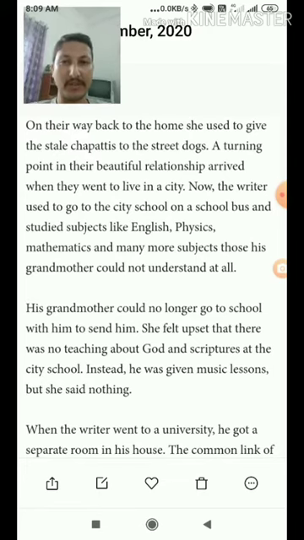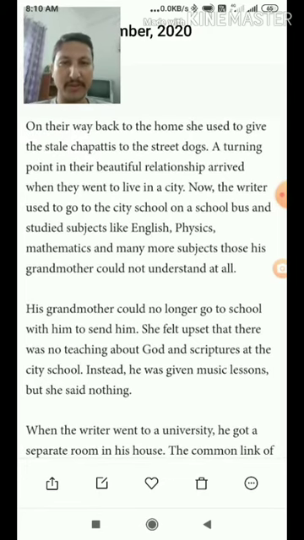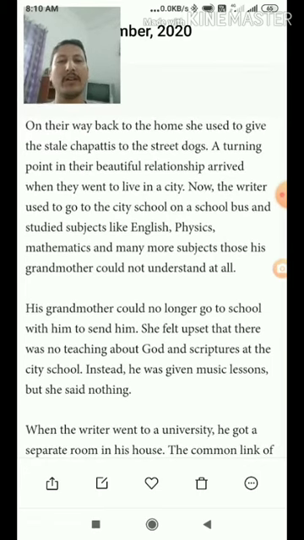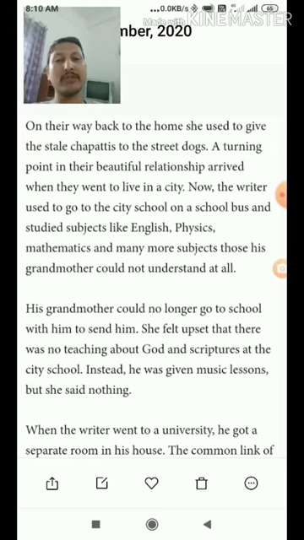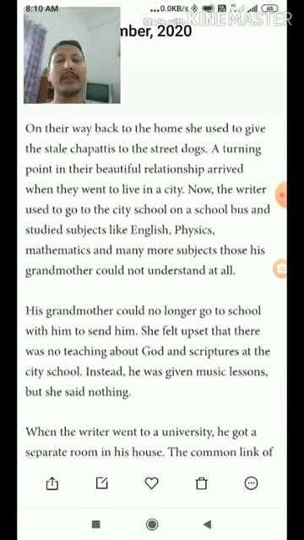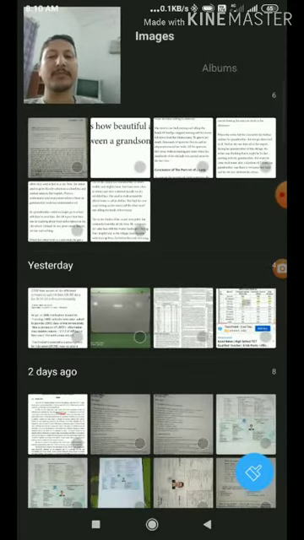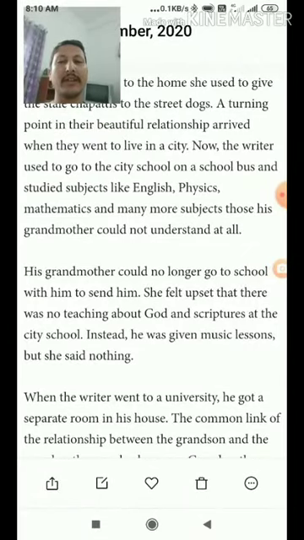The priest used to teach. The priest was the teacher. Understood? And while coming back from school to home, she used to carry stale chapatis along with her and give them to stray dogs. A turning point in their relationship arrived when they went to live in a city.